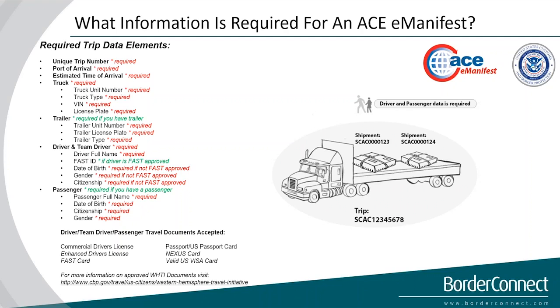So a WHTI document is essentially something a bit more enhanced. Your basic provincial or state issued identification, such as your basic driver's license or birth certificate, those are not WHTI documents. Essentially, a WHTI document is going to be your enhanced driver's licenses, your FAST cards, passport or U.S. passport card, a NEXUS card, or even a valid U.S. Visa card. These are all WHTI approved documents and can be used in crossing into the U.S.